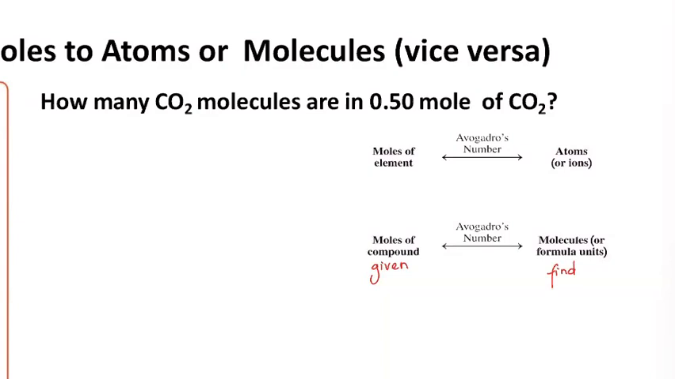As you can see, the conversion factor that we need to change from moles to molecules is going to be Avogadro's number. And as I just stated previously, this conversion states that 1 mole, and in this case of a compound, is going to equal 6.022 times 10 to the 23rd molecules of that compound.